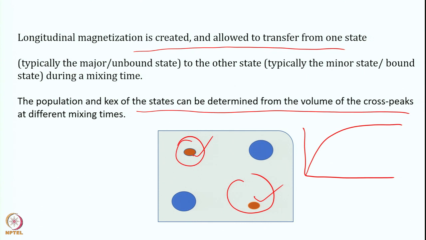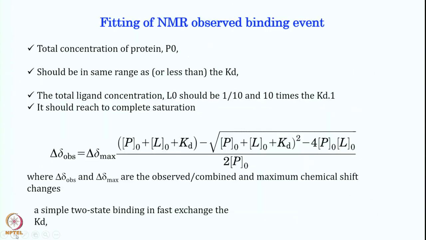Now, once we have an idea about slow exchange, intermediate exchange and fast exchange, can we get slightly more quantitative, try to fix these parameters and get some values out of it? So how can we fit these NMR-observed binding events?